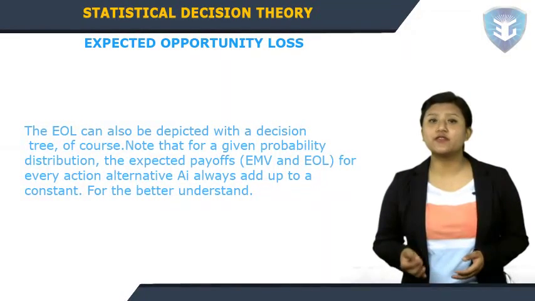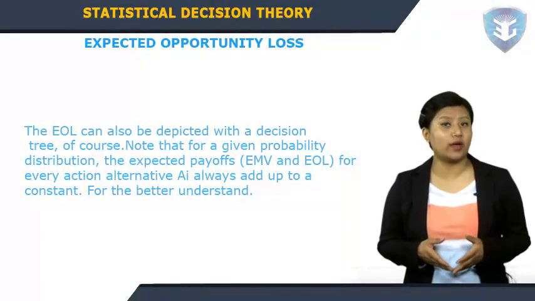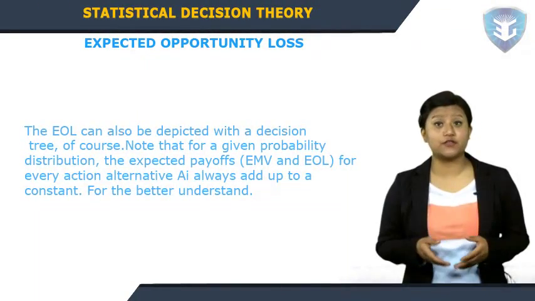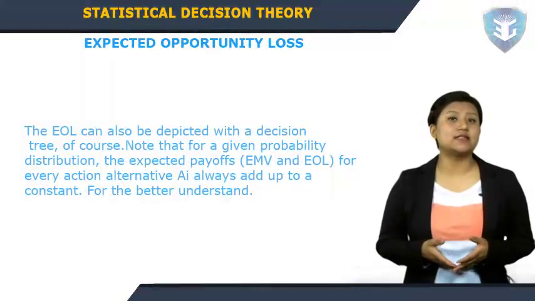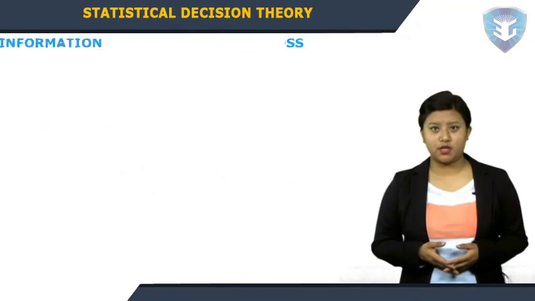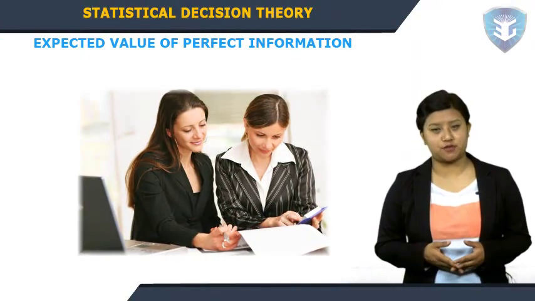Note that for a given probability distribution, the expected payoffs EMV and EOL for every action alternative AI always add up to a constant. For better understanding, take a look at the screen. Let's now take a look at expected value of perfect information.